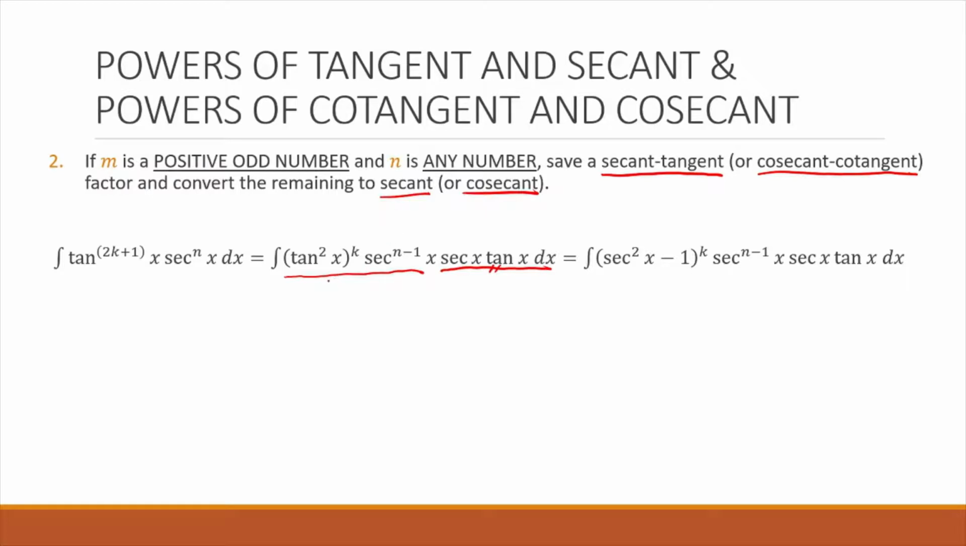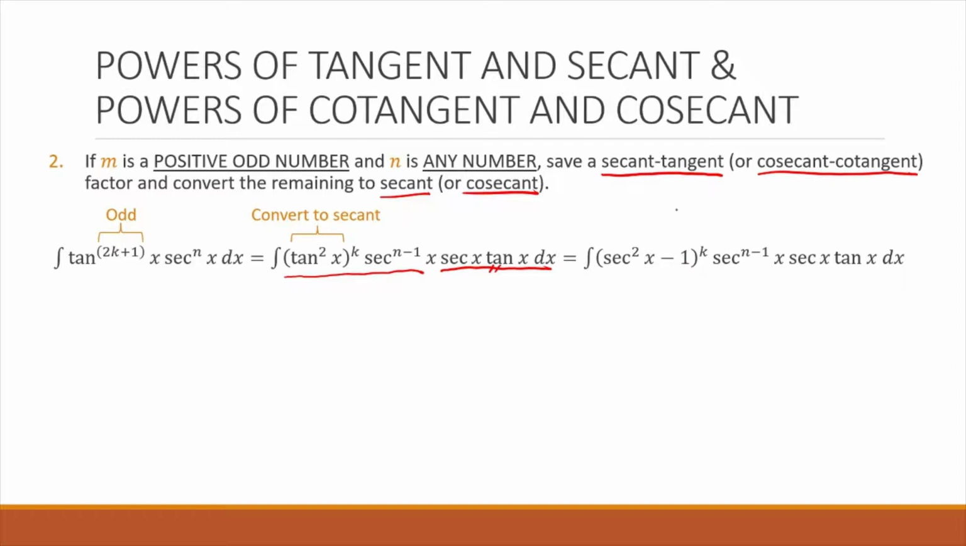And then, from here, we convert this tangent into its equivalent expression using the Pythagorean identity. So from tangent, we convert this to secant using the Pythagorean identity. Okay? So again, add that, 2k plus 1. And then the tangent, convert to secant so that the resulting form of the integrand is in what form? Sum of powers of secant.